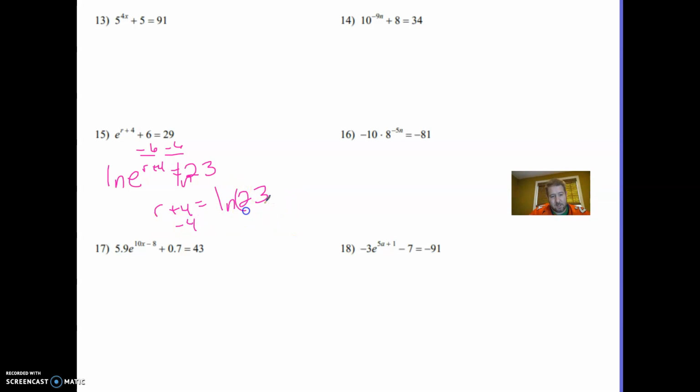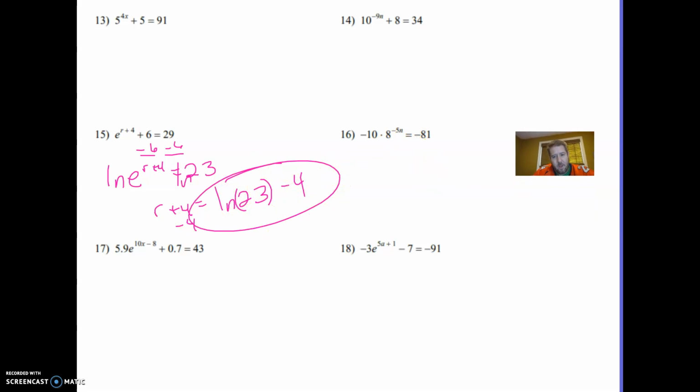Now this is important. This is natural log of 23 in parentheses, and then the minus 4 goes on the outside because that's an up or down translation. It's not a part of the left or right transformation in this case. So that's on the outside, very important. So natural log of 23 minus 4 is your answer.